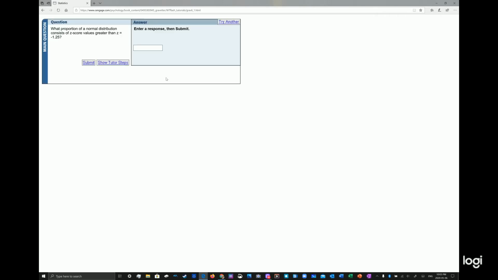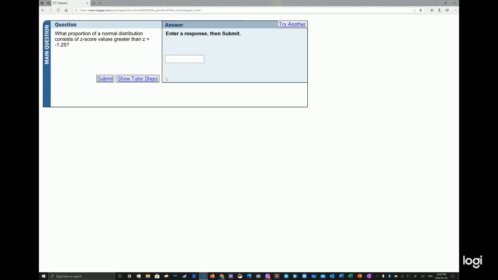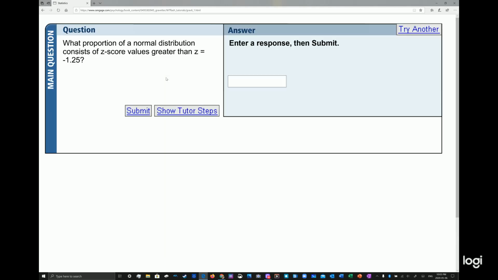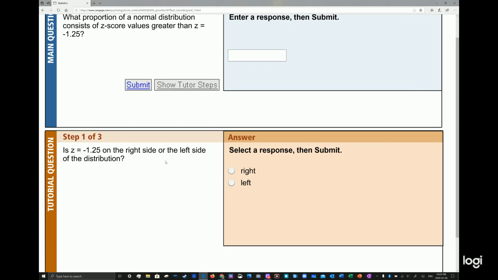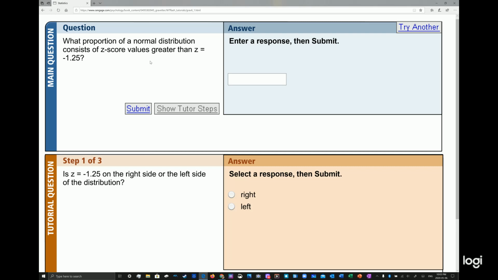But once you allow the Flash in a compatible browser, in Windows it would be Microsoft Edge, then you can actually try these questions out. And it actually shows you the steps of doing it. So for example, is the z value greater than z equals negative 0.125? Well, again, it's greater than. We're looking for a proportion. In this case, it is greater than, so it's going to be to the right of the distribution.